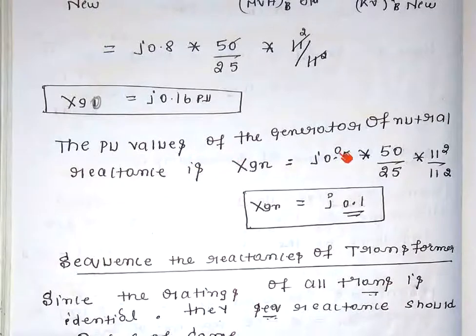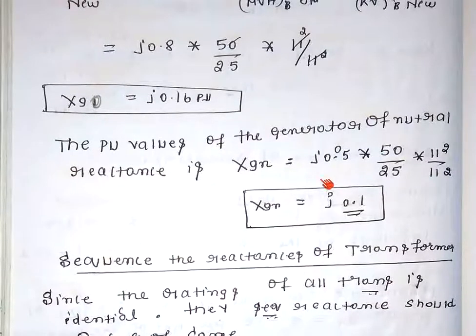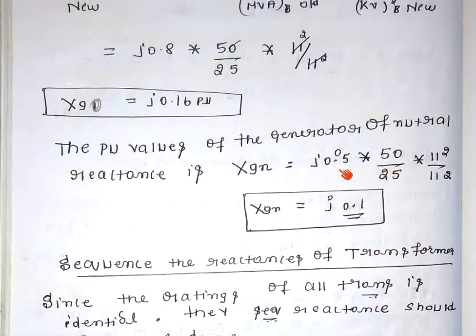Now the PU value of the generator neutral reactance XGN has been given as 5%. The neutral reactance is given because the generator is connected through an impedance. So that value we have converted from the given 5%. So that value you get, xgn equals to z 0.1. So this is related to the generator.